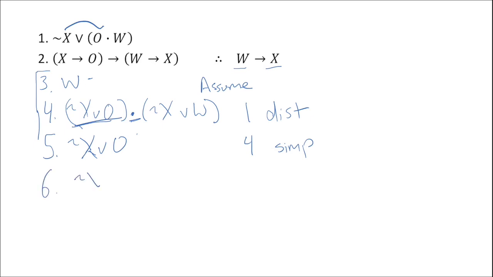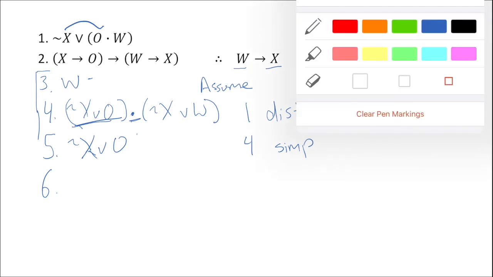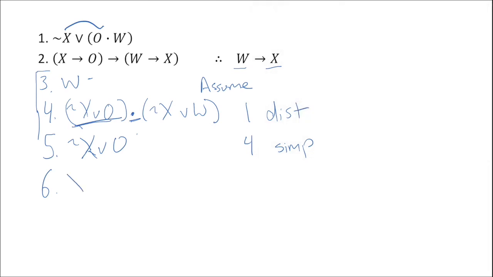Then we do not want to keep that tilde. Here's what we're going to do. We're going to take that and turn it into this conditional. And once we've done that, we get W arrow X. And that is from 6, 1 modus ponens.